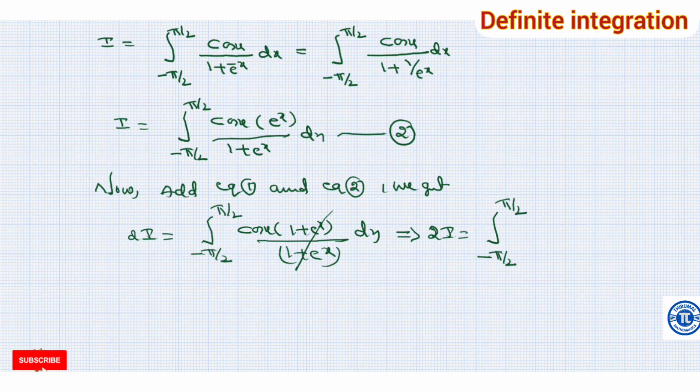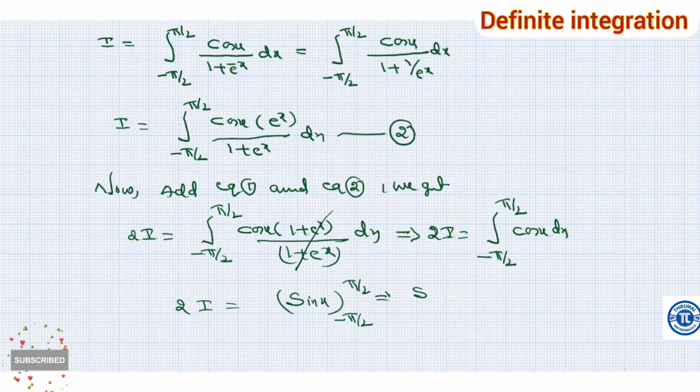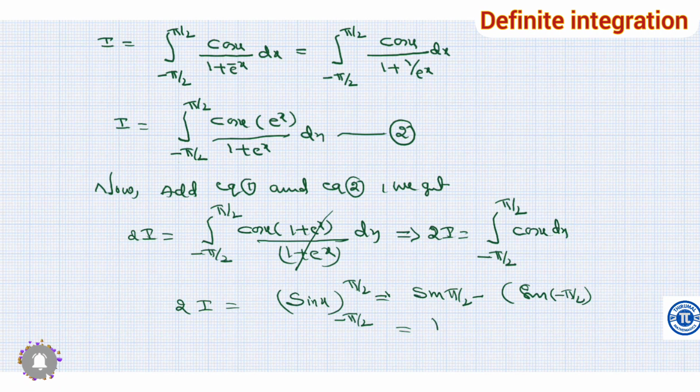2 cos x dx. Now the integration of cos x is sin x, with limits minus pi by 2 to pi by 2. Now apply limits: sin pi by 2 minus sin of minus pi by 2. Okay, write sin pi by 2 value minus sin of minus theta, which is minus sin theta, here minus into minus is plus. Sin 90 is also 1, so it is equal to 1 plus 1, which is 2. So 2I equals 2, on both sides 2 cancels, then I, the given integral, is equal to 1.